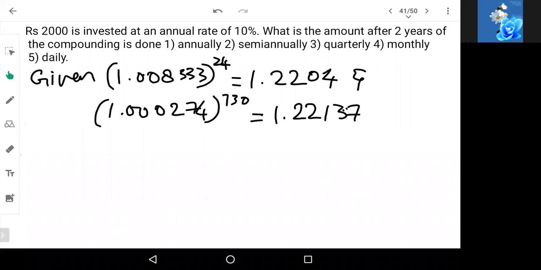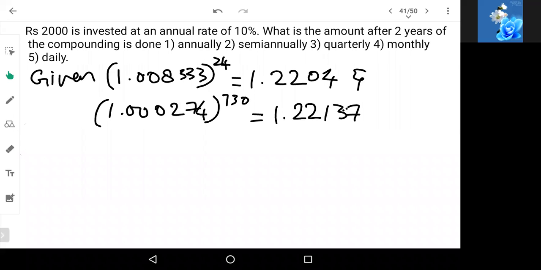Now going to the next question. In this question, we are going to solve all sorts of it: annually, semi-annually, quarterly, monthly, daily. So we are going to solve every part of it. You can see some extra information given here, which will be helpful in solving the problem. We will be able to utilize this with c to the power of 24 and 730 and so on. So we'll be using that in the problem.